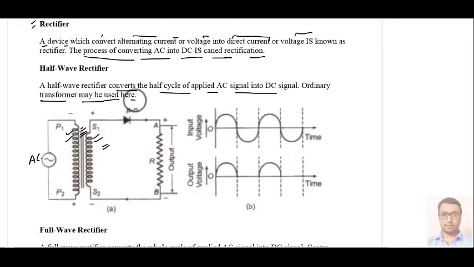Here we connect one PN junction diode. When S1 is positive and S2 is negative, the current will flow from P type to N type. But when the alternating current changes and S1 becomes negative, P becomes connected to the negative terminal and N to the positive terminal. In that case the diode is reverse biased, and in the reverse condition the diode doesn't work, meaning we will not get any output voltage.